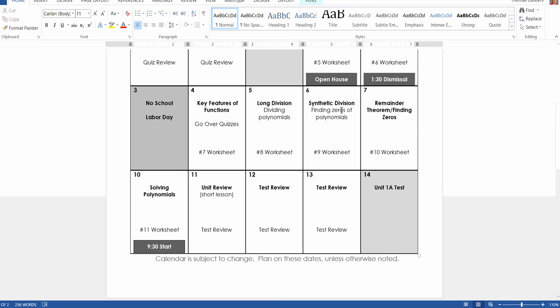Okay. On Monday, we're going to talk about solving polynomials. So we're actually just going to bring it all together and talk about all the ways that you can solve, whether it be factoring, factoring by grouping, or using synthetic division, but being able to solve a polynomial and find all of its solutions. Okay. On Tuesday, we'll do a short lesson and we'll just bring everything together.